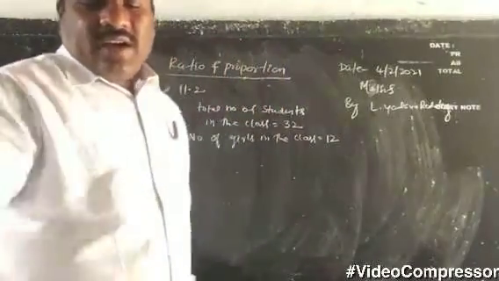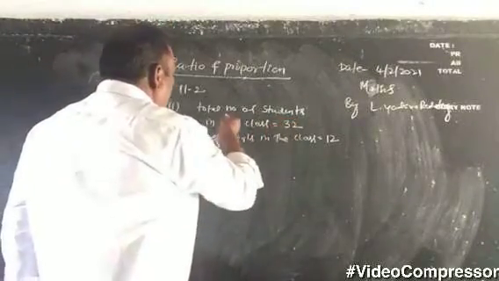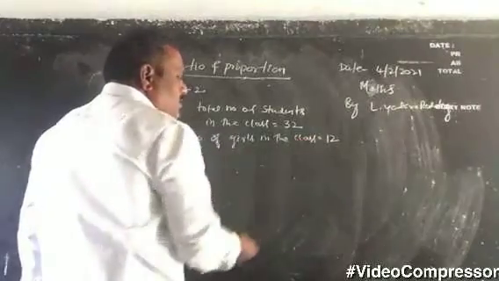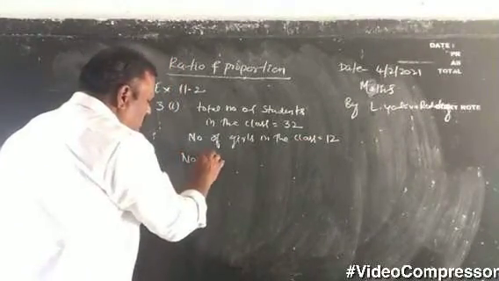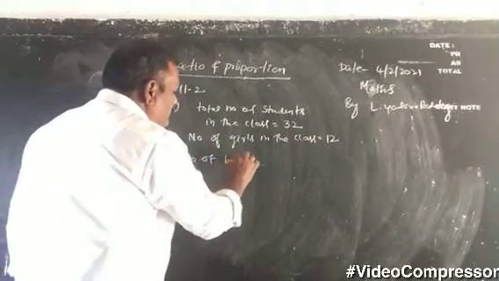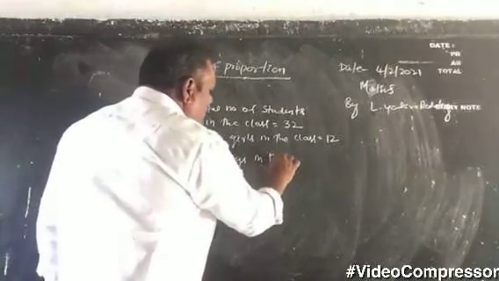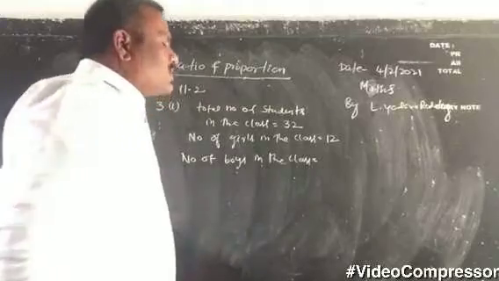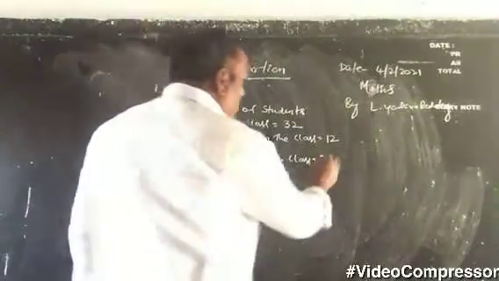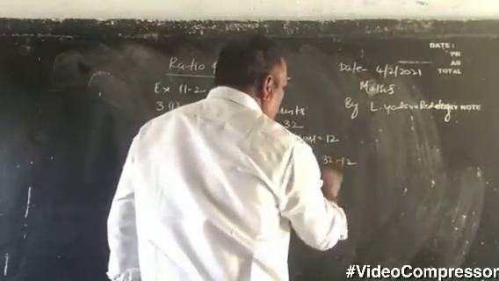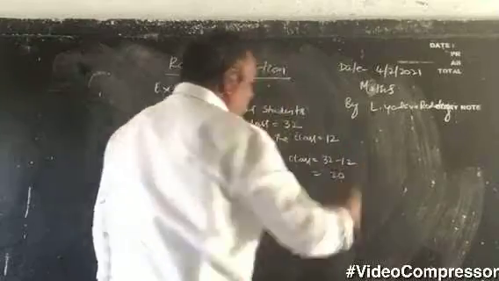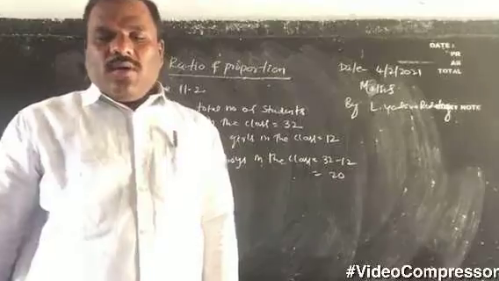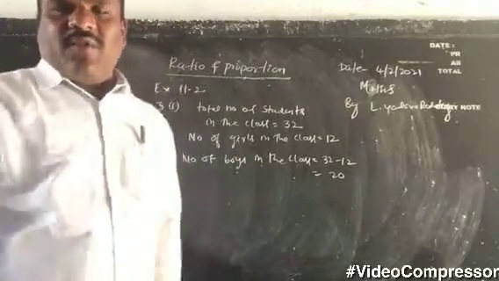Number of boys in the class. Now you know very well, total number of students 32, number of girls in class 12. Then number of boys in the class: what we have to do children? We have to subtract from 32. 32 minus 12 equals how much? 20. Okay. Now the ratio. The ratio of the number of boys to number of girls.